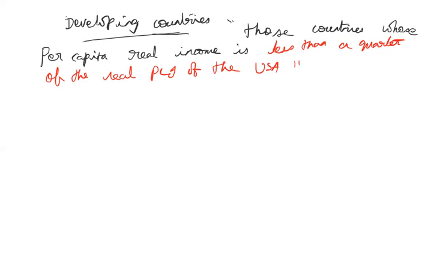Actually, these countries are called underdeveloped countries, but most of these countries don't like to be addressed as underdeveloped because they are in the process of development. That's why the United Nations changed the term from underdeveloped countries to developing countries. Underdeveloped would mean there is no development at all, but since these countries are in the process of development, they are termed developing countries.